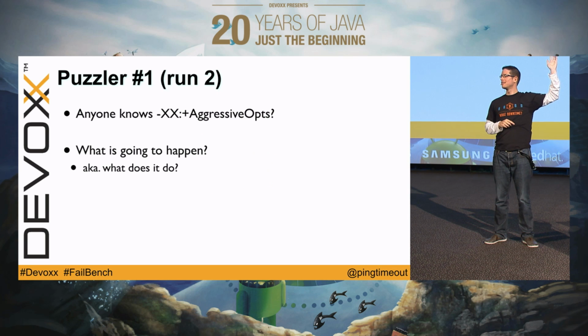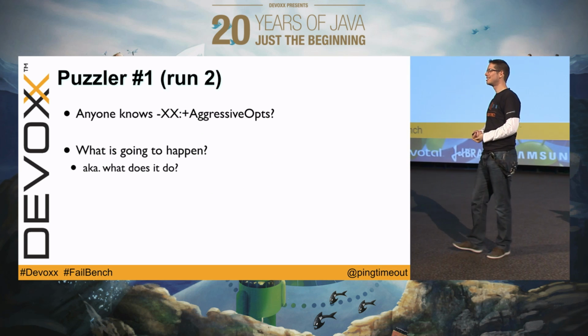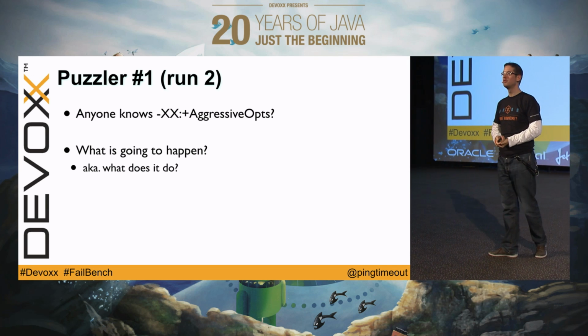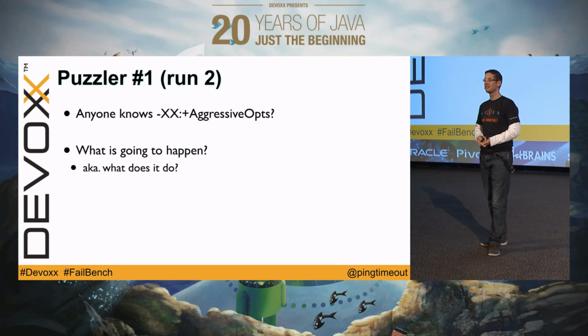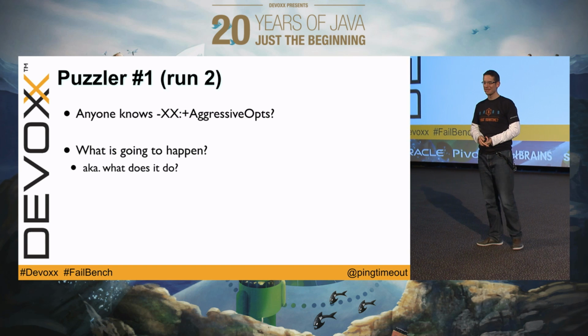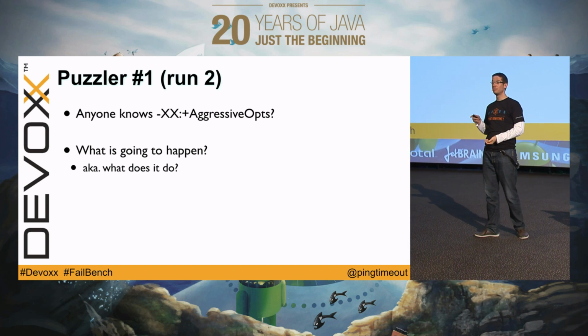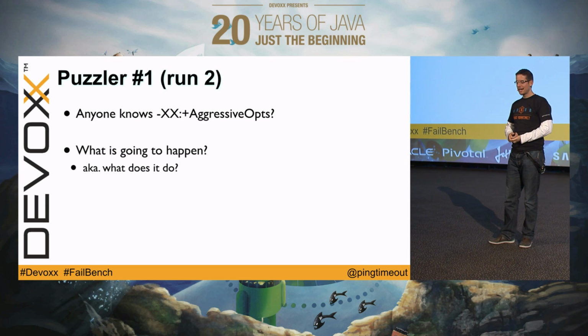Kirk, obviously. Okay, what does it do? It enables super cool aggressive optimizations. No idea. It could be replaced by XX:+DoMagic. Yes. Actually, not really.